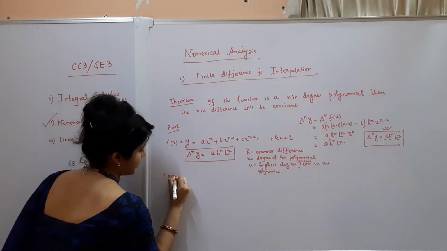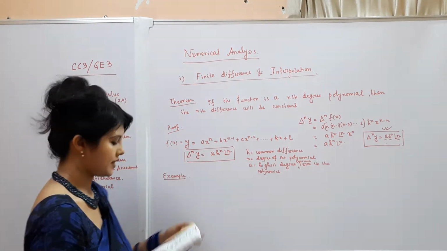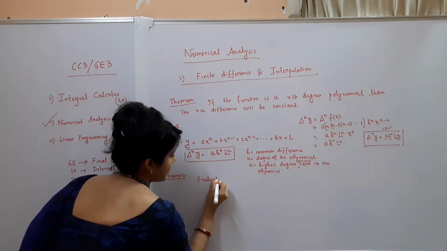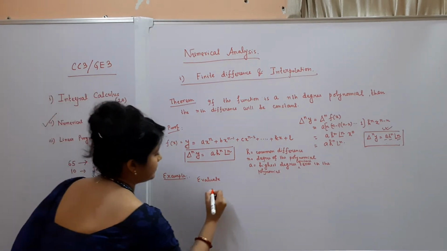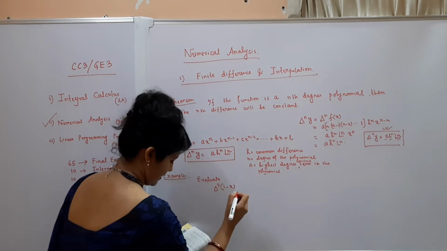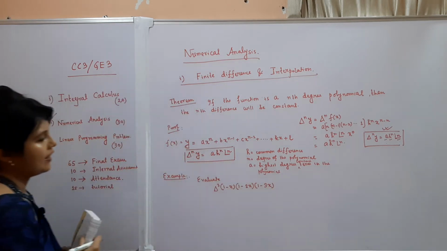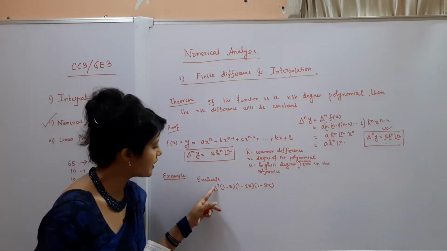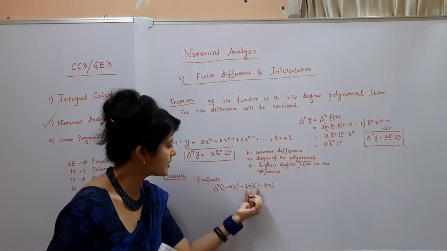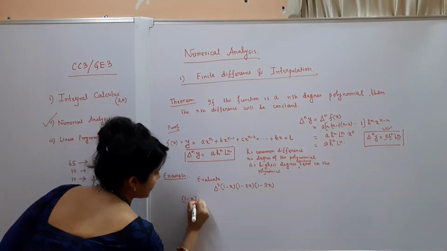just consider an example. So now using this result I am going to discuss an example, that is evaluate delta cube of (1 minus x)(1 minus 2x)(1 minus 3x). That is, you have to evaluate the third difference of this function. Okay, so this function is given in the factorized form.